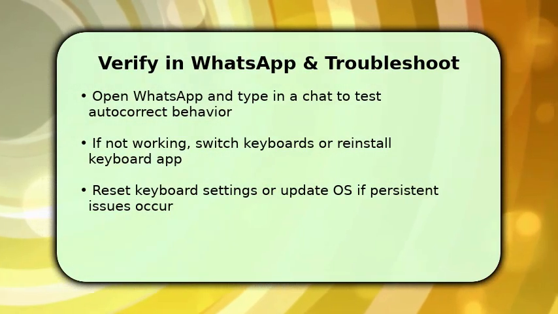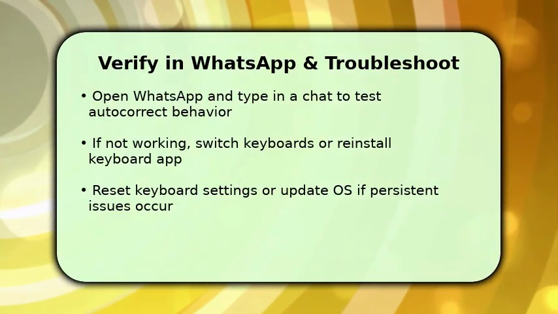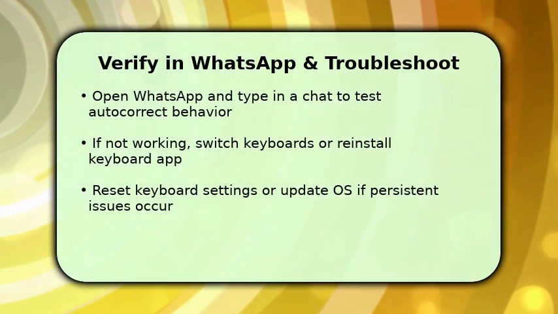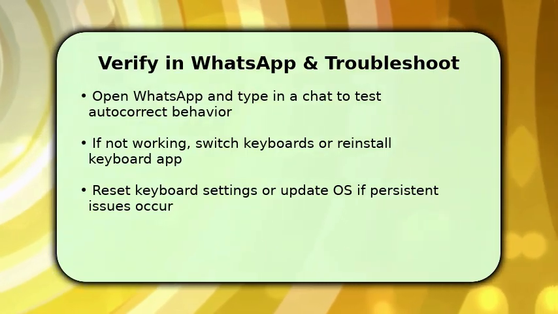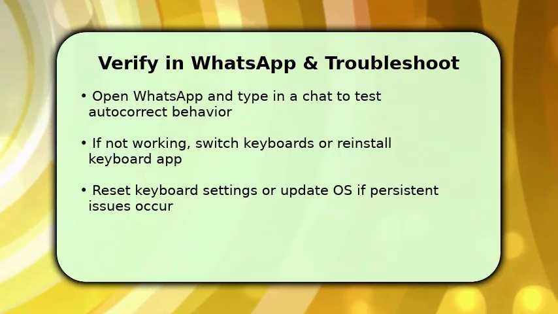Finish by testing autocorrect in WhatsApp. Open a chat and type common misspellings to see if corrections occur. If it doesn't work, switch temporarily to another keyboard app or toggle the keyboard off and on in settings.